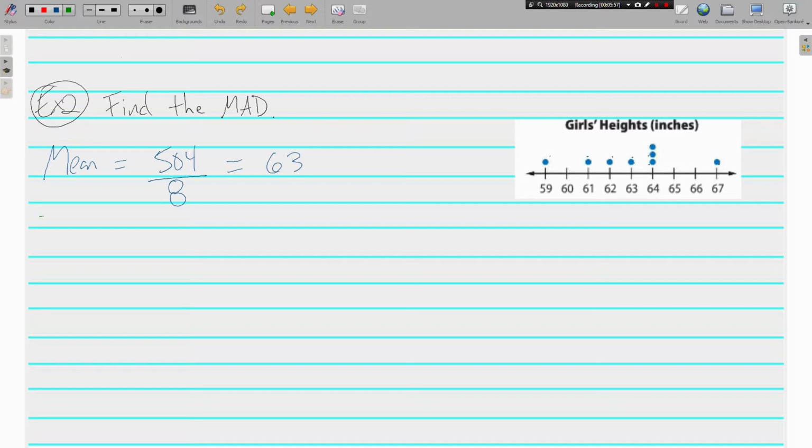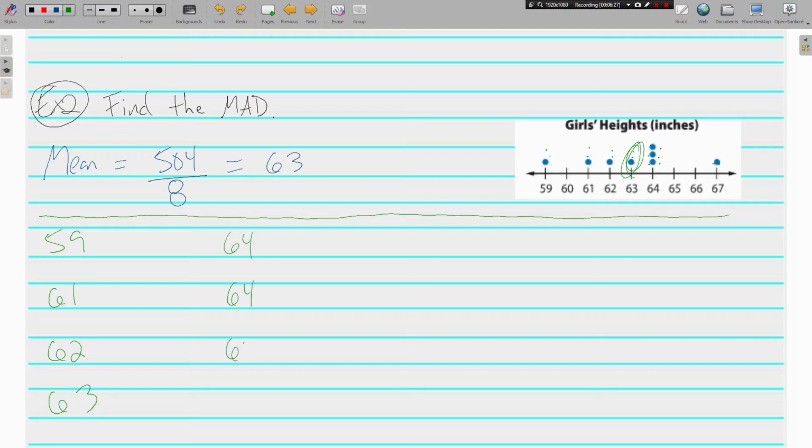Mean absolute deviation, the MAD. On average, how far away is each one of these dots from the mean, which is 63? On average, how far away is everything? Okay, I'm going to write down my different data values: 59, 61, 62, 63, 64, 64, 64, and 67.